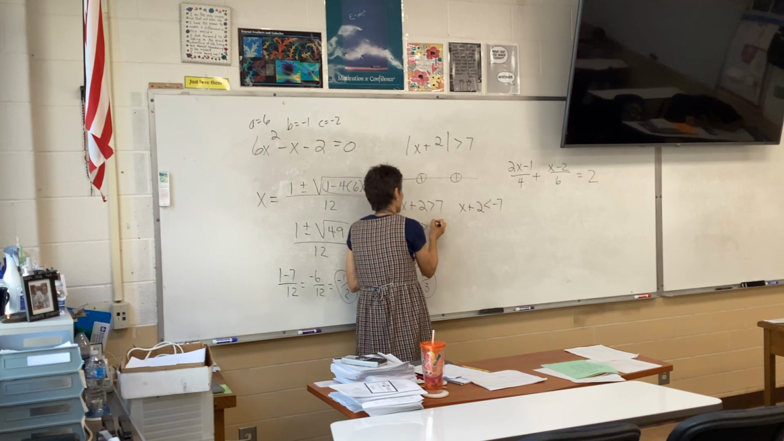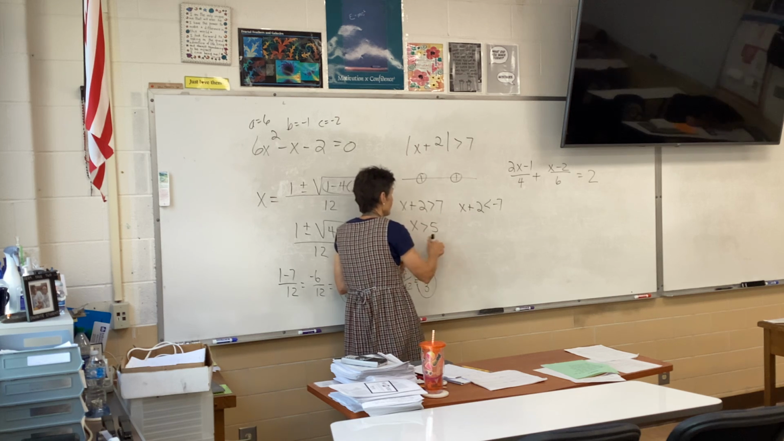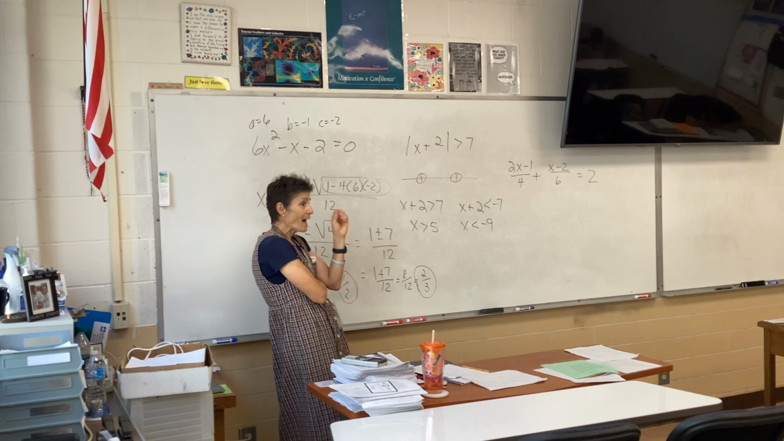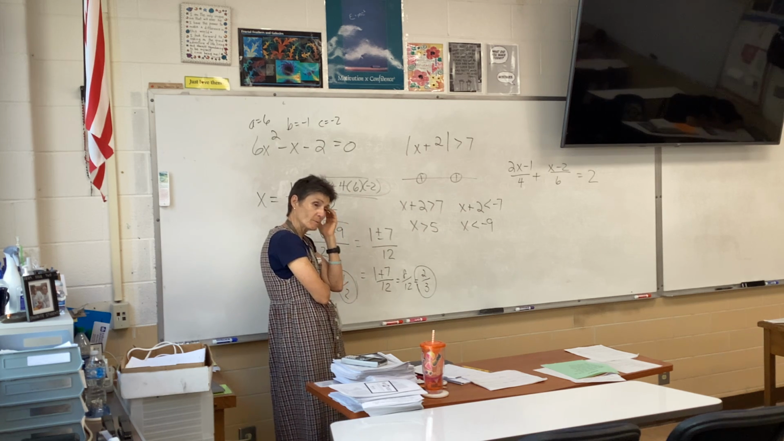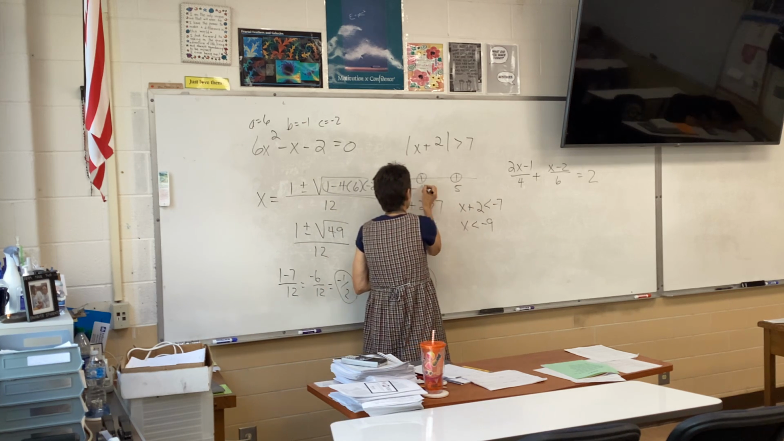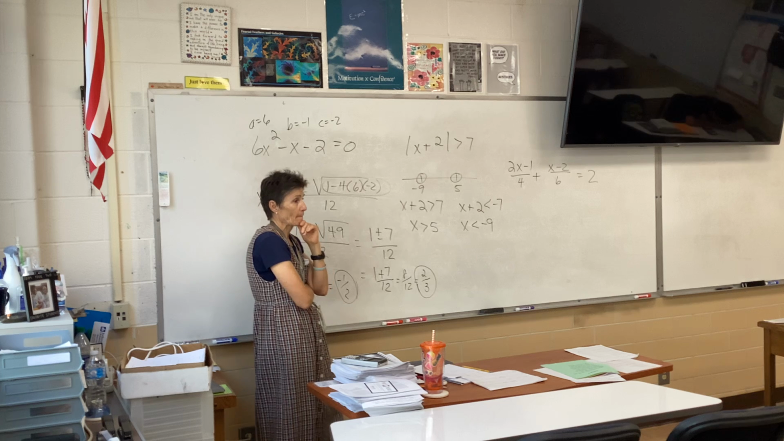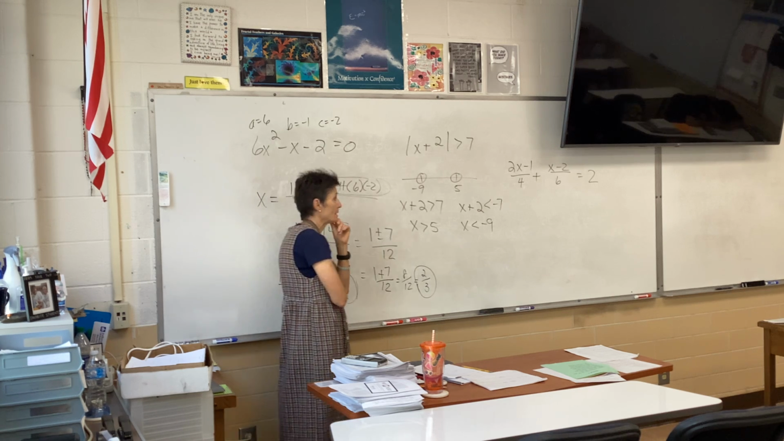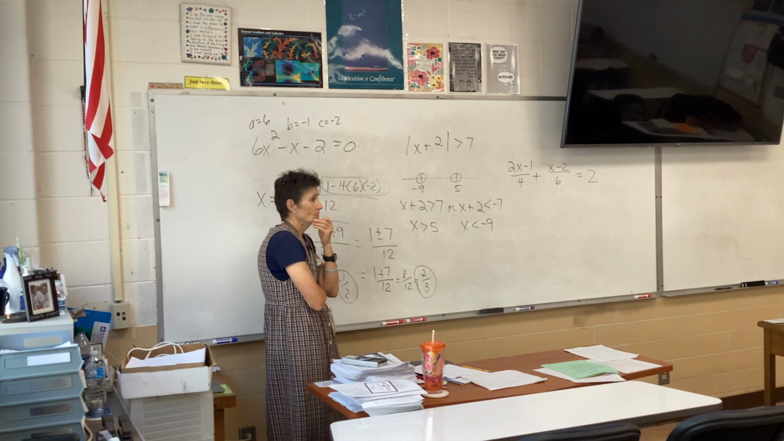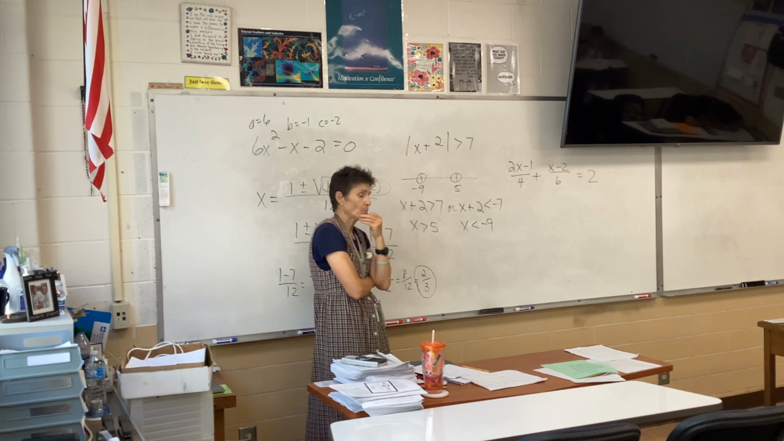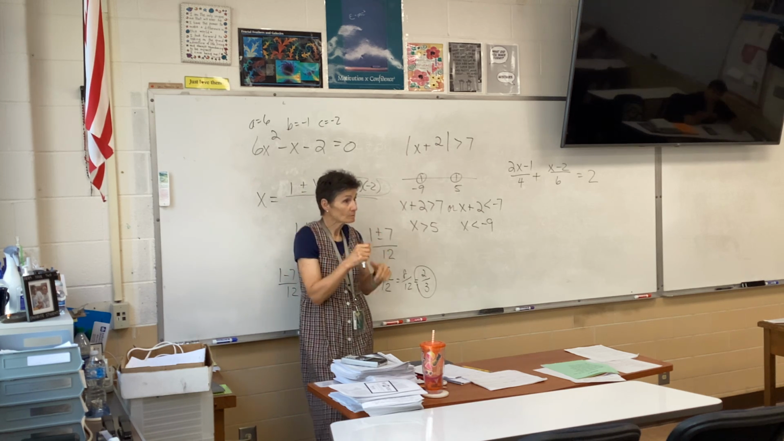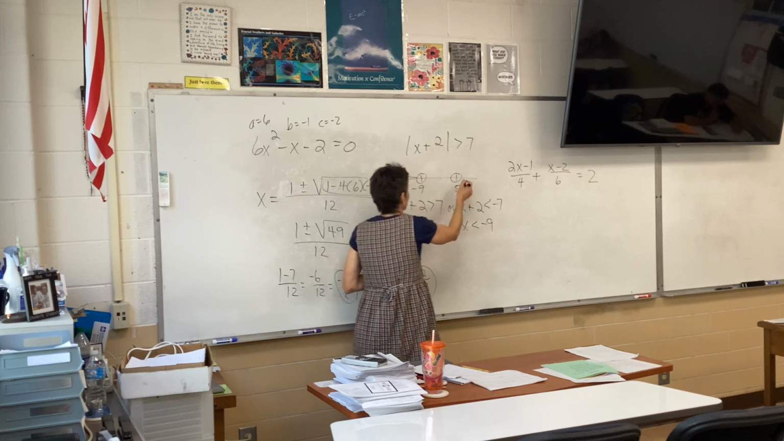So x is greater than 5, then I just solve these, so subtract 2, subtract 2. That tells me where the dots are on my number line, right? The dots are at 5 and -9. This is a greater than problem, it's an or problem. And since it's a greater problem and I have two dots, where am I going to shade? Out? So here and here.